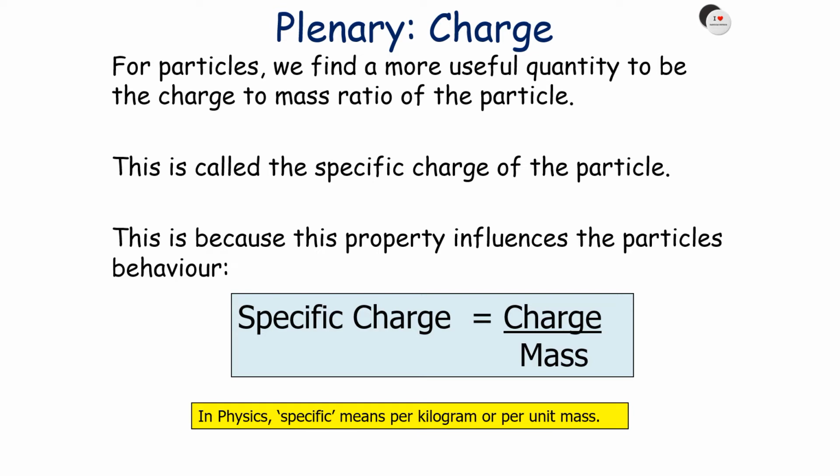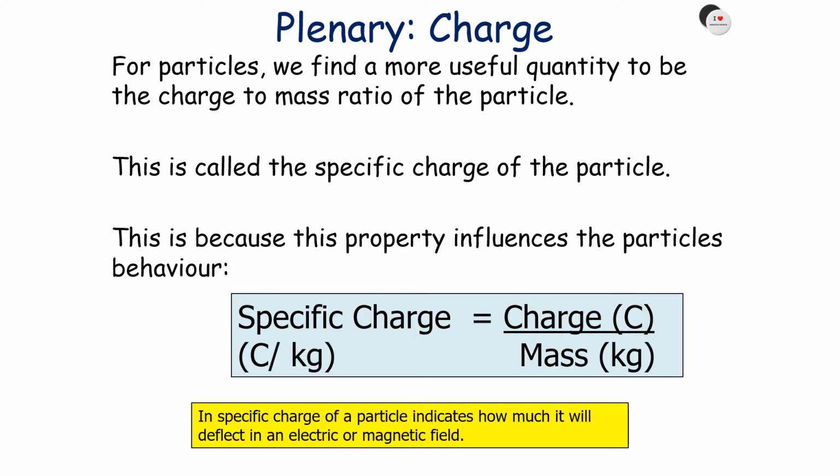Now in physics, specific means per kilogram or per unit mass, so therefore specific charge is the charge divided by the mass. Now we have our charge in coulombs, our mass in kilograms, so our specific charge is coulombs per kilogram, and the specific charge of the particle indicates how much it will deflect in an electrical or magnetic field. So like we said before, the larger the specific charge of a particle, the greater the deflection of the particle in an electrical or magnetic field.